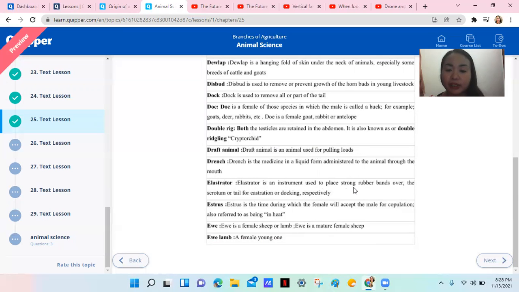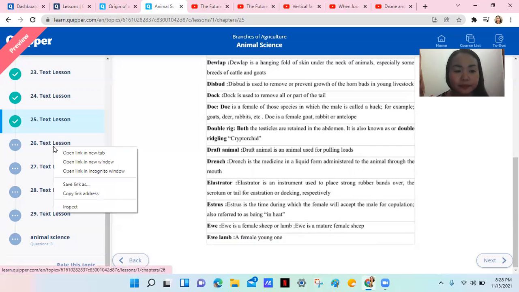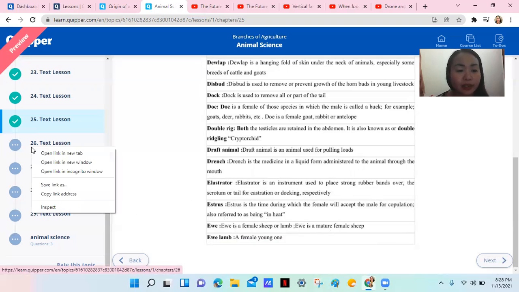Elastrator is an instrument used to place strong rubber bands over the scrotum or tail for castration or docking respectively. Estrus is the time during which the female will accept the male for copulation, also referred to as being in heat. Ewe is a mature female sheep. Ewe lamb is a female young one. And so much more here.